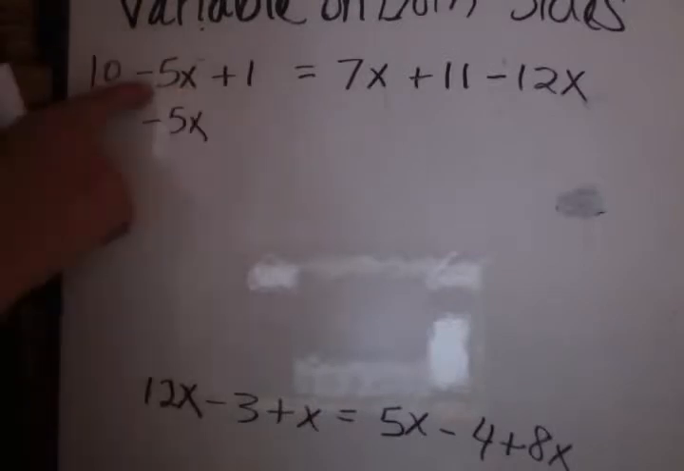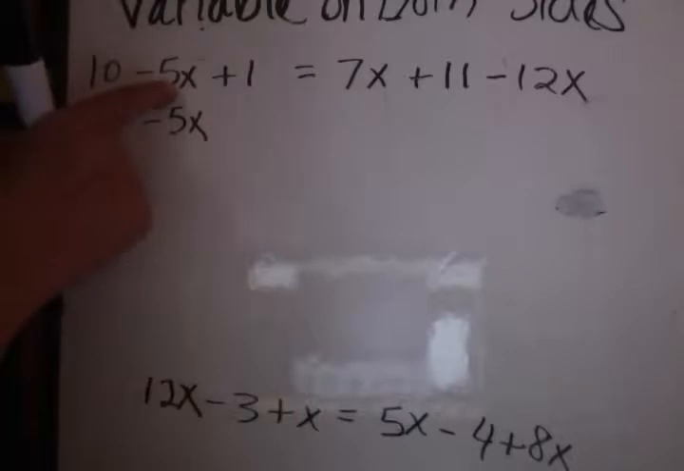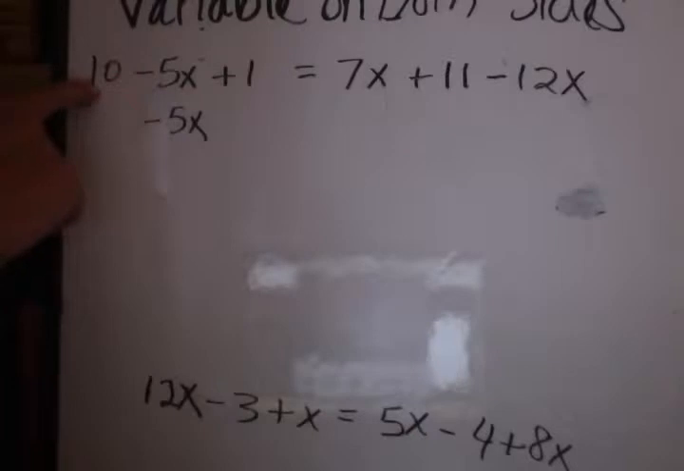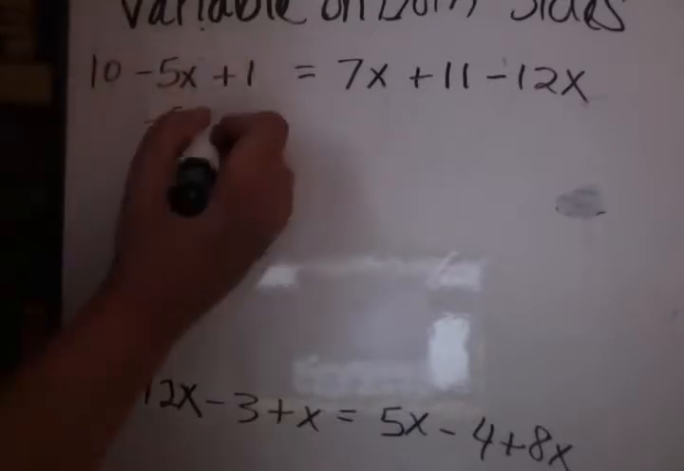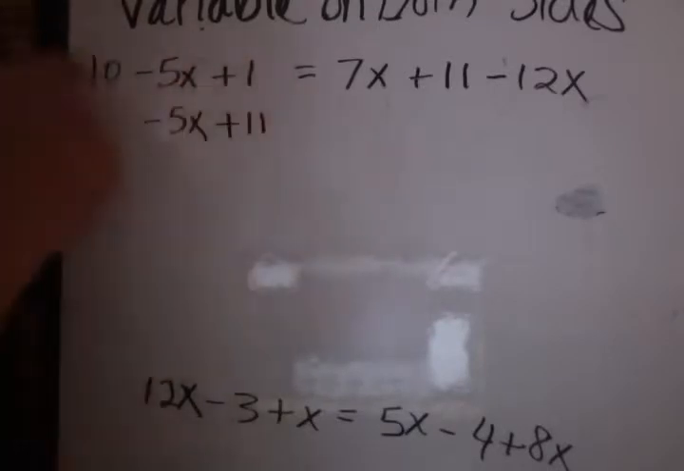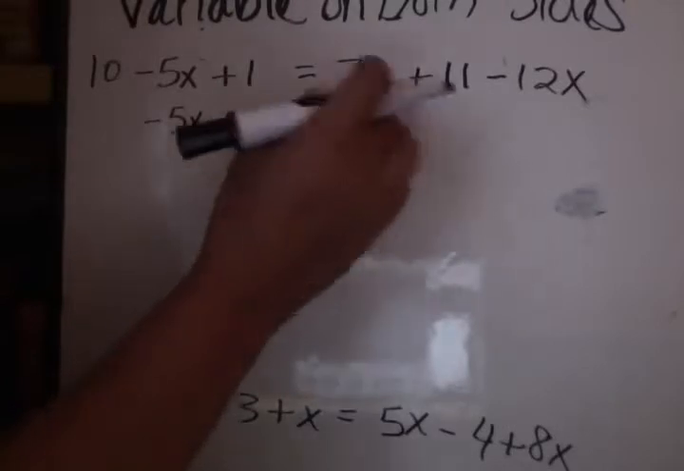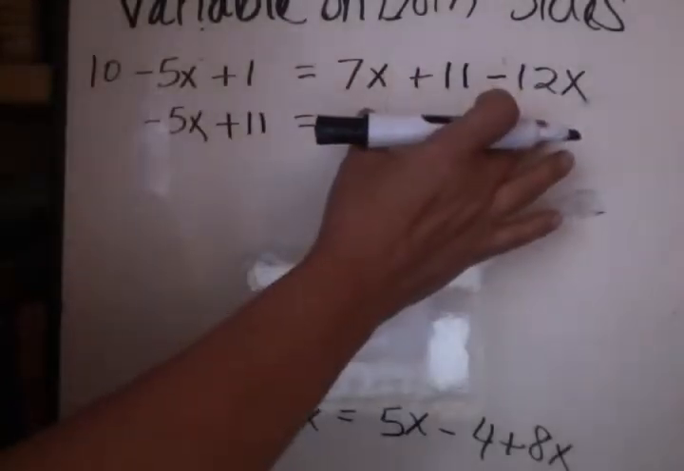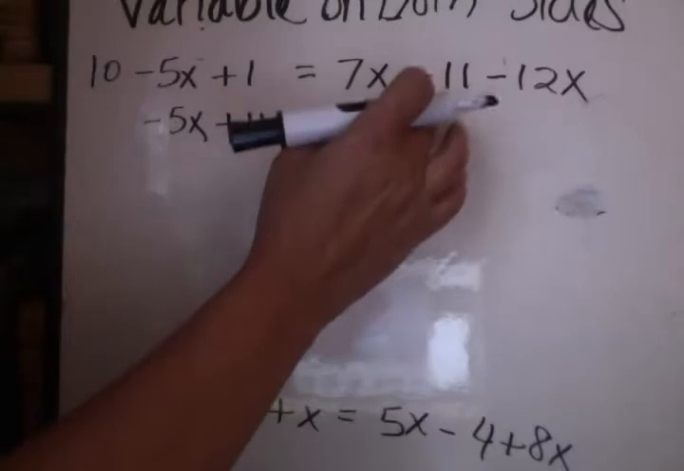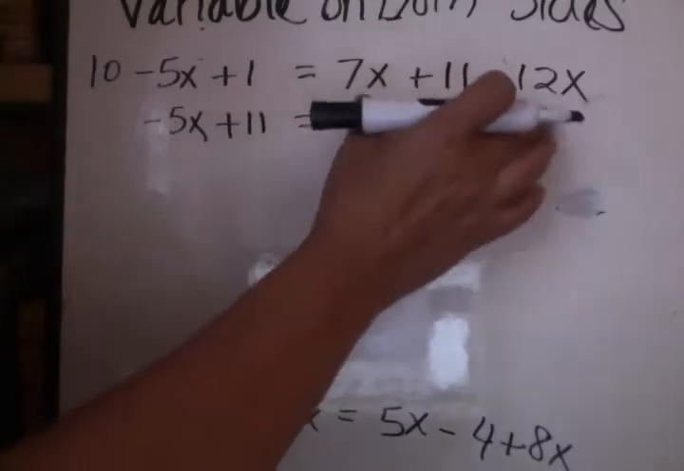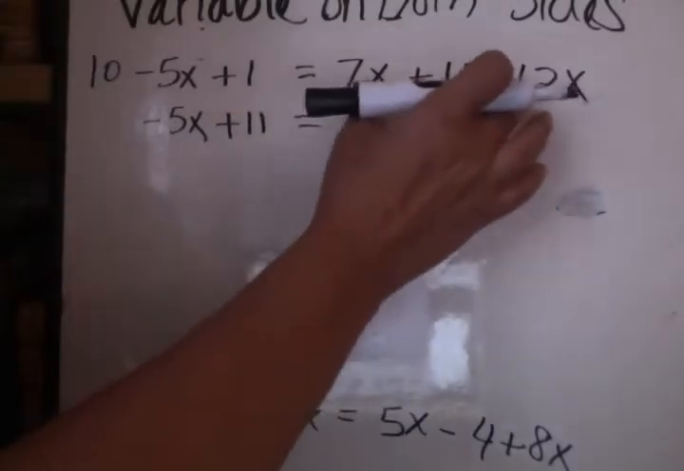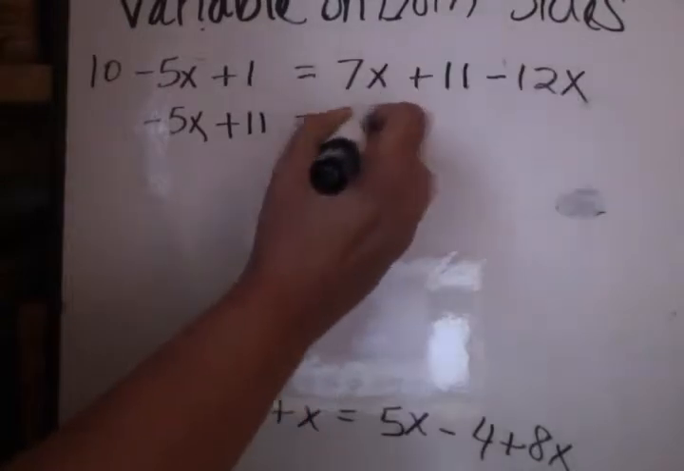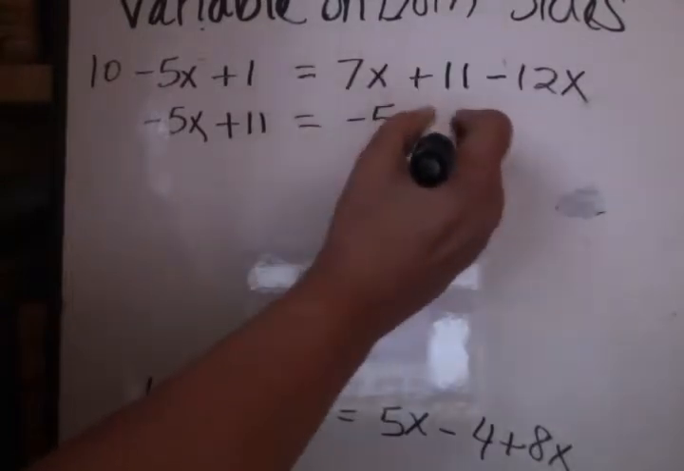Remember, the sign belongs to the term on the right. The plus is for the 1, the minus is for the 5x, and the 10 here is positive. If it was negative, it would say negative 10. So anyways, I'm going to combine the 10 and the 1, so I'm going to end up with minus 5x plus 11, 10 plus 1, equals, and on this side I'm going to combine my x's. So I have 7x, this is plus 11, this is negative 12x. So I'm going to say 7 minus 12x, and that's also going to be negative 5x plus 11.